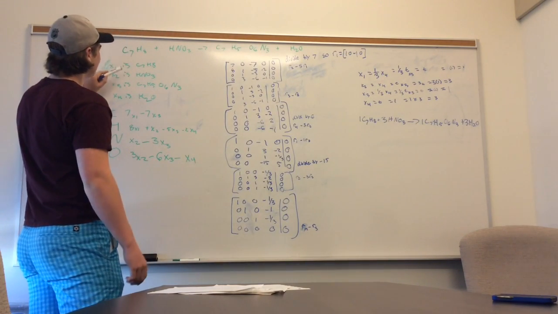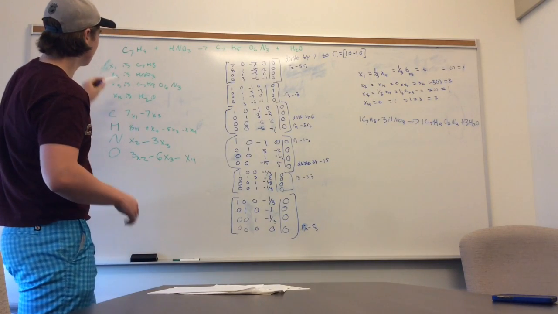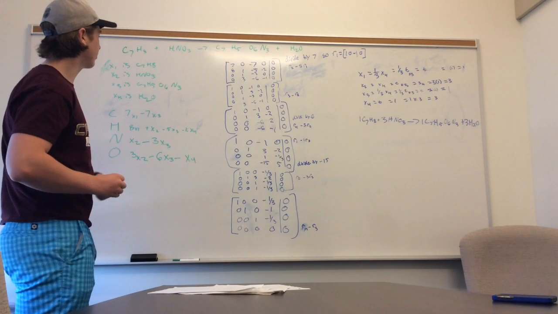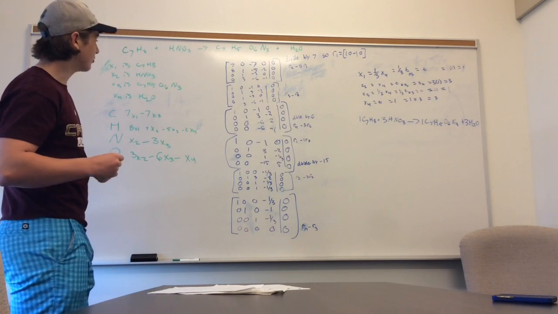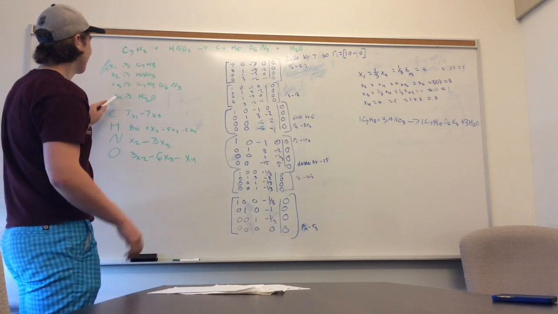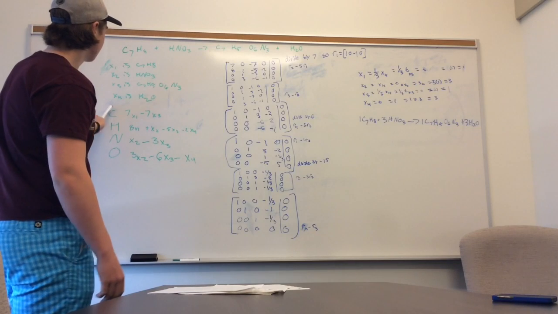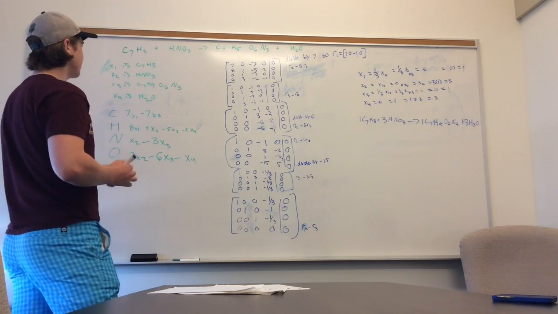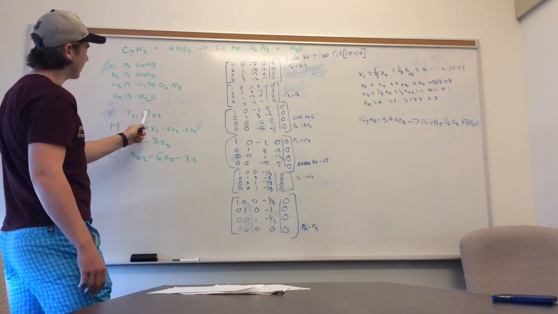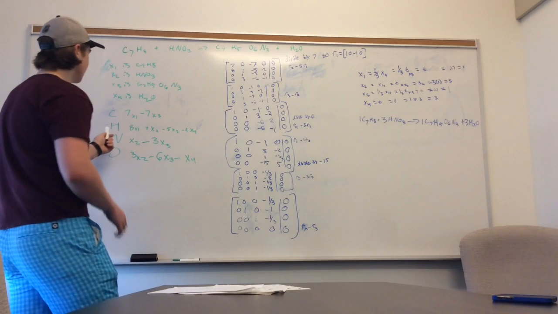So X1 will represent the number of C7H8 molecules, X2 will represent the number of HNO3 molecules, X3 will represent the number of C7H5O6N3 molecules, and X4 will represent the number of H2O molecules. So let's write out our equation. So C for the carbon in each one, so it's 7 in X1 and -7 in X3 because it's on the other side of the equal sign.